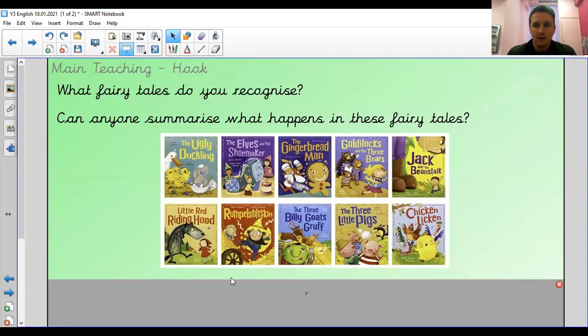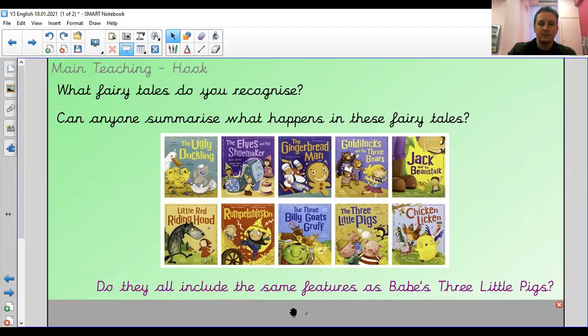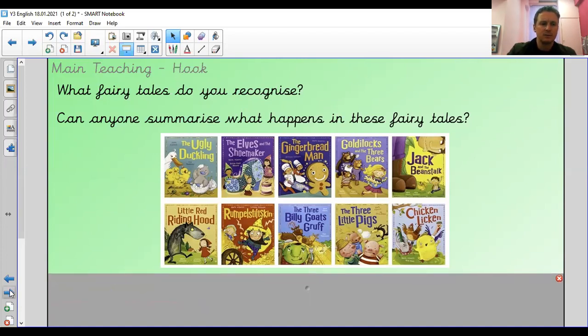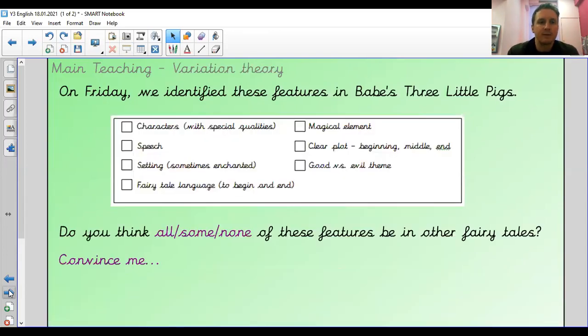Hopefully you've read some of these before, you've heard of them before, and start thinking about what happens in that fairy tale. If you want to pause it in class, please feel free, and you can have a bit more of a discussion about it. What we're going to do is answer this question: do they all include the same features as the Three Little Pigs? So you're probably scratching your head thinking, well, what does Mr. B mean about these features? These were the features that we identified. So do these stories have characters with special qualities, magical qualities?